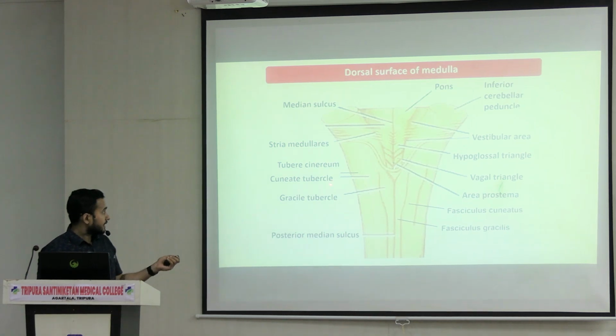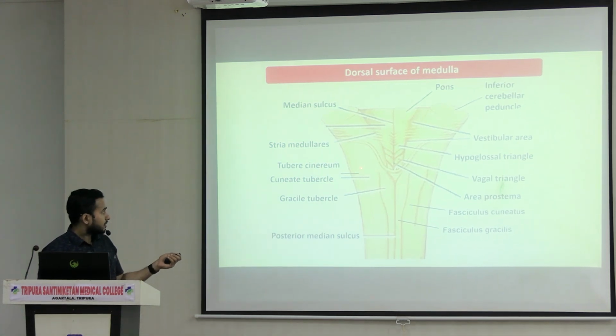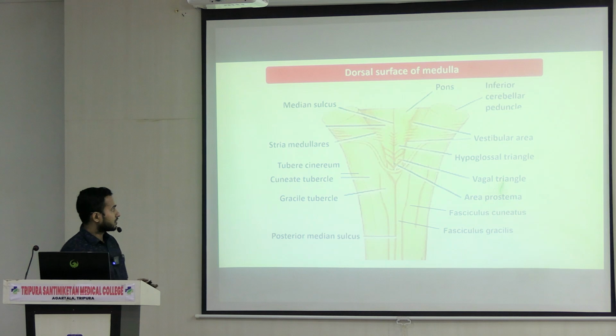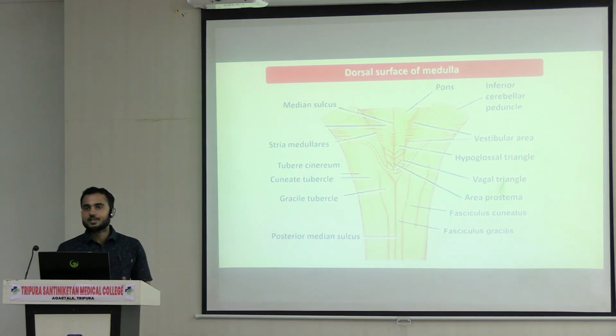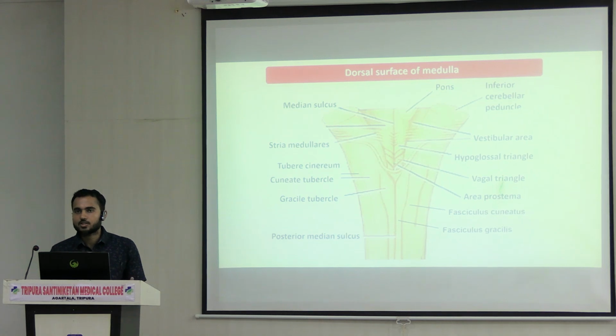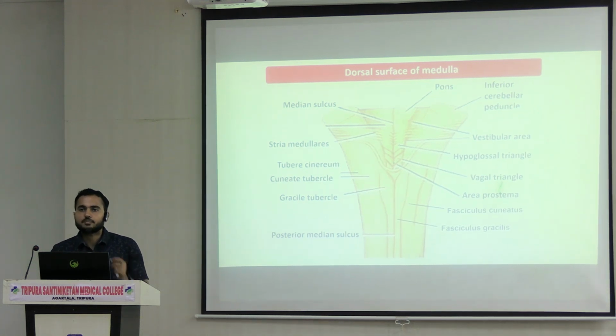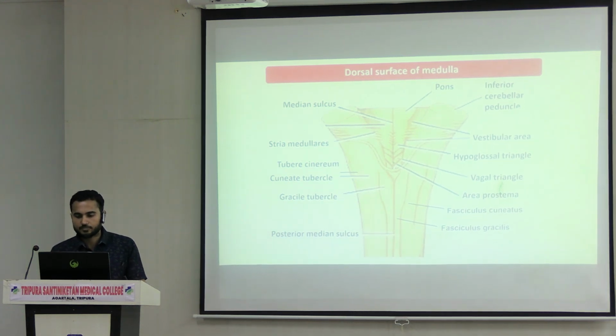And next there is another elevation, which is present superiorly and laterally to the cuneate tubercle, that is called the tuber cinereum on either side. Now this tuber cinereum, can you tell me why it is present? This is because of the spinal nucleus of the trigeminal nerve.